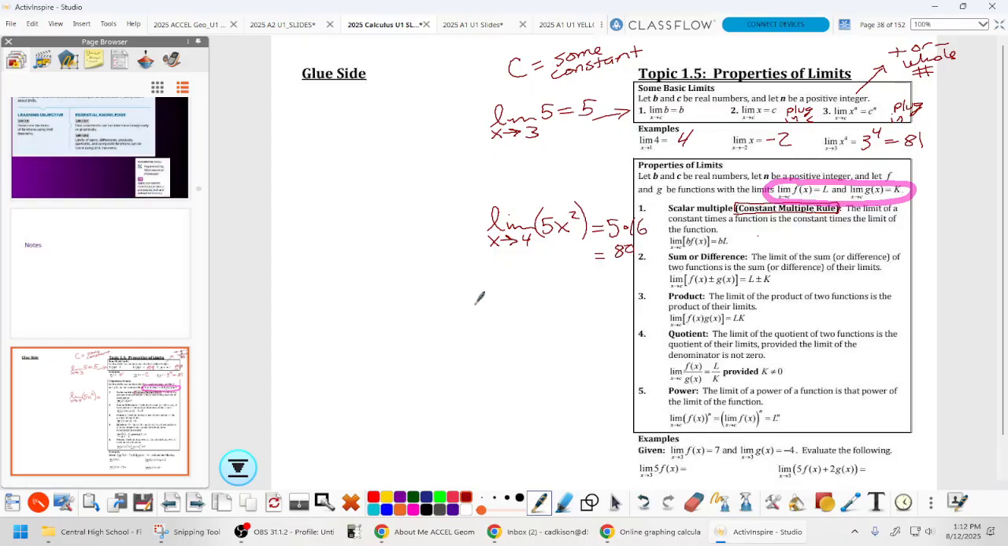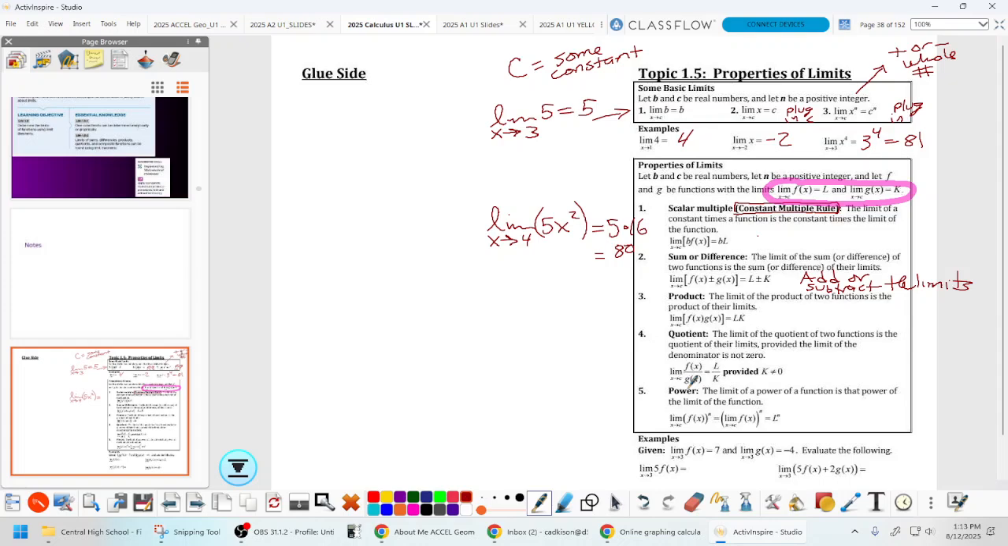Okay? That's all. Part 2, sum or difference. The limit of two functions' limits added together is just the sum of their limits. That's all this one says. So if I have the limit of f and g added or subtracted, just add their limits. In other words, you don't have to do any funny business with the limiting functions, right? Just figure out the limits of each one and add them together.